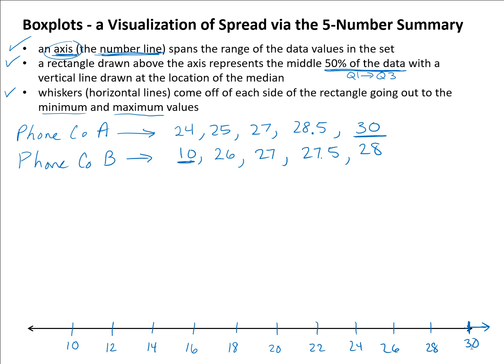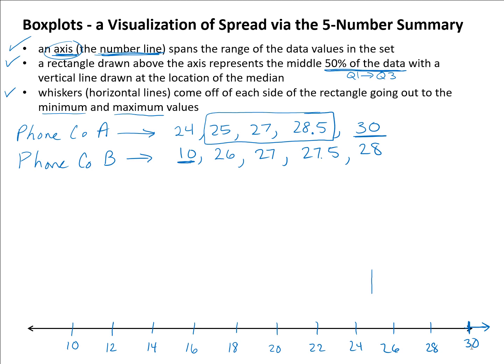All right, now let's create the box plots above the axis, and you're always going to put the box plots above the axis, not on top of the axis. Let's start with phone company A. We're going to start with a rectangle that includes the middle 50% of the data. So the middle 50% of the data goes from 25 to 28.5. So it's right at the top here.